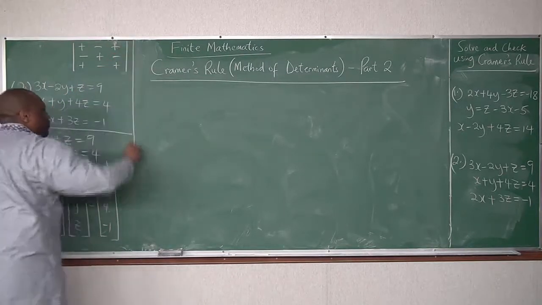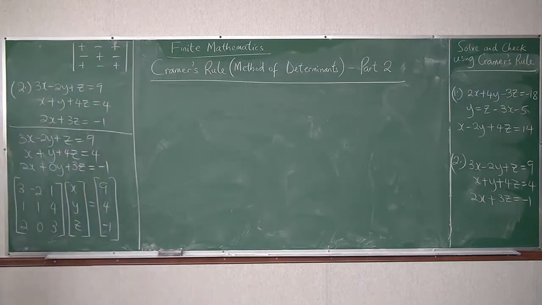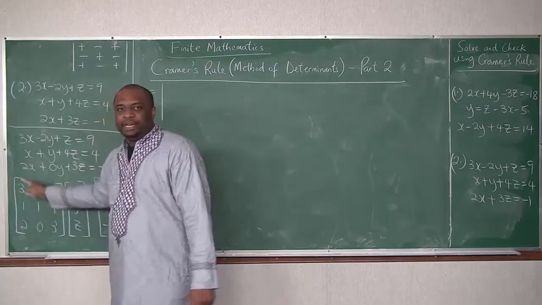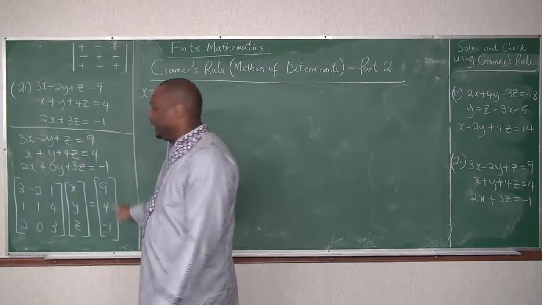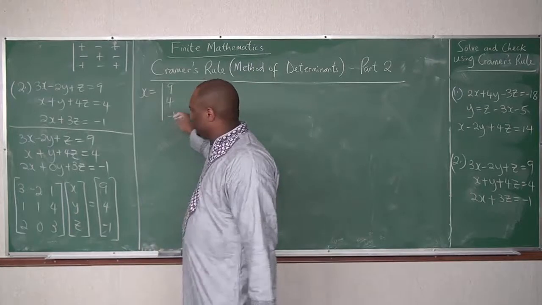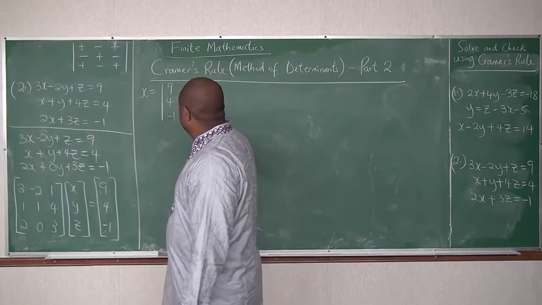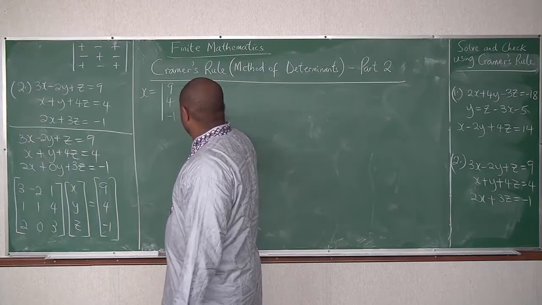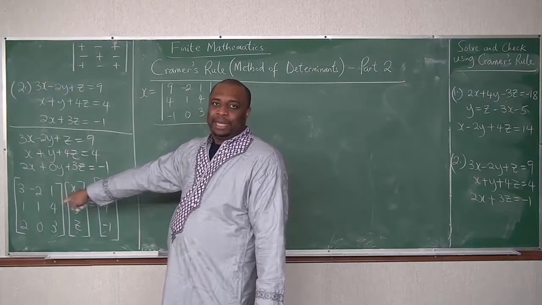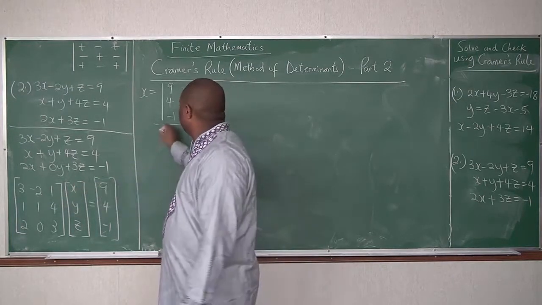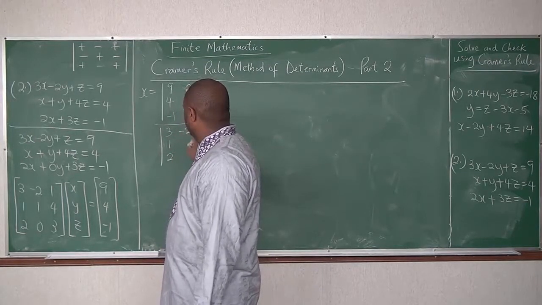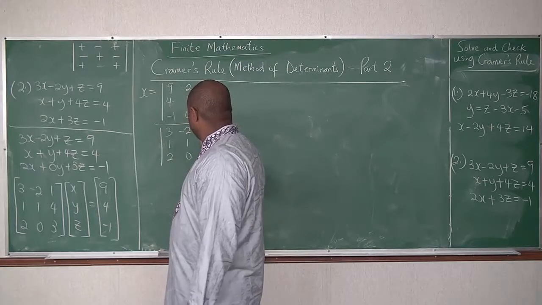Then we now write our Cramer's rule. So x will be the determinant where we replace the column of the coefficients of x with the column of the constants. So this is 9, 4, -1, -2, 1, 0, 1, 4, 3, all over the determinant of the coefficient matrix: 3, 1, 2, -2, 1, 0, 1, 4, 3.